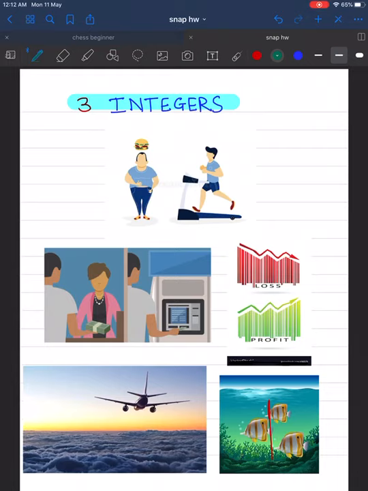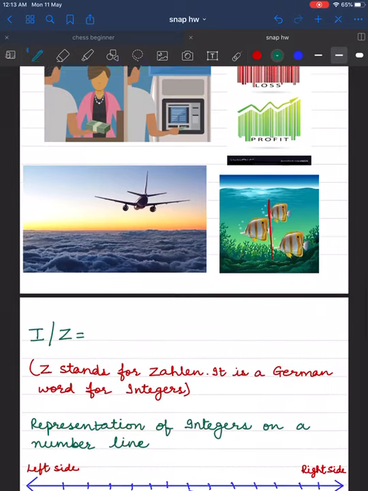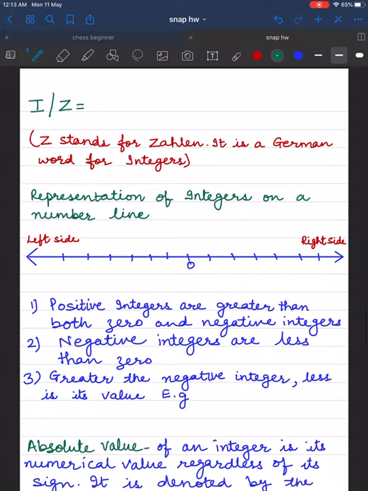So the need to extend our whole number system arises. The negative numbers along with whole numbers are called integers. Integers are represented by I or Z, where Z stands for Zahlen. It is a German word for integers. So, integers are collection of all negative numbers, zero and all positive numbers.